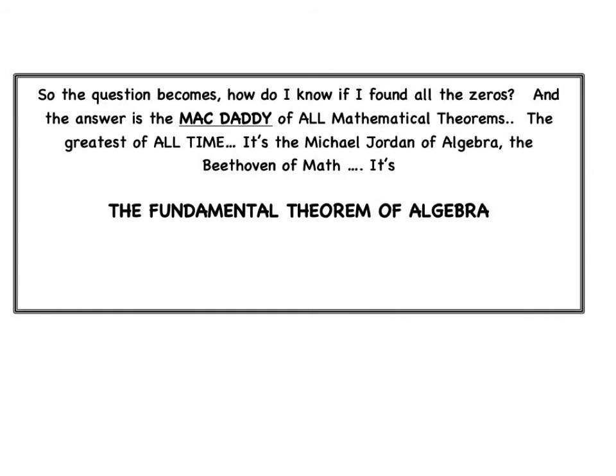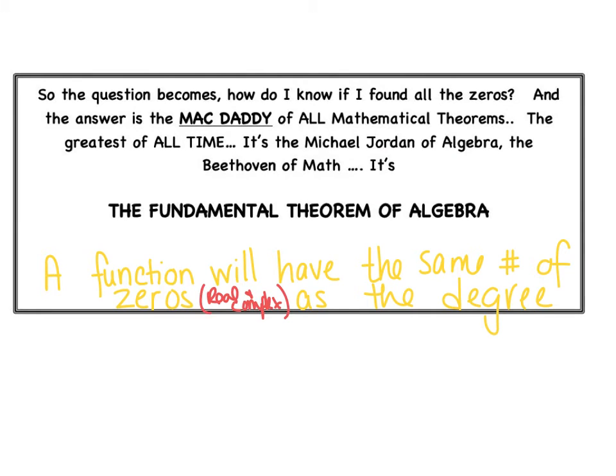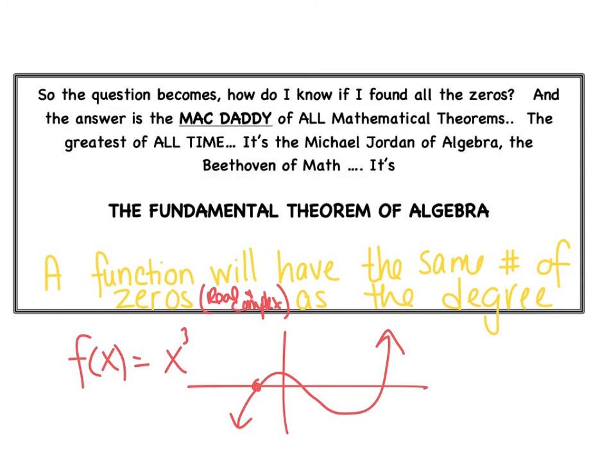All right, this brings me to the fundamental theorem of algebra. A function will have the same number of zeros, they could be real and complex, as the degree. So what's that mean? That means if I have a function that's to the third power, third degree, it has to go through the x-axis 3 times if they're all real. Now, it is possible that it'll be something like this, where we only physically see it go through one time and the other two would be complex. So it must always have 3 solutions or 3 zeros.